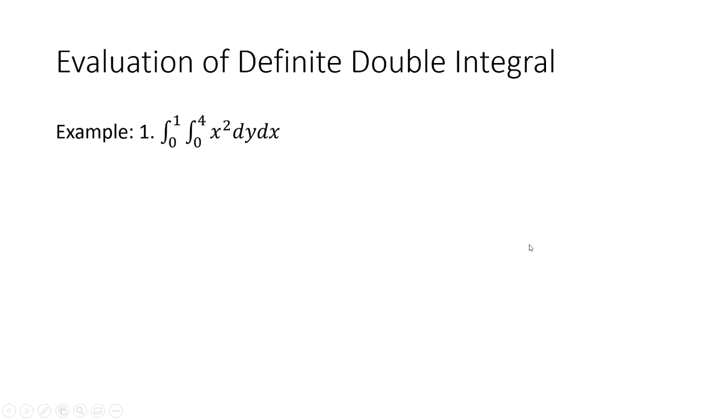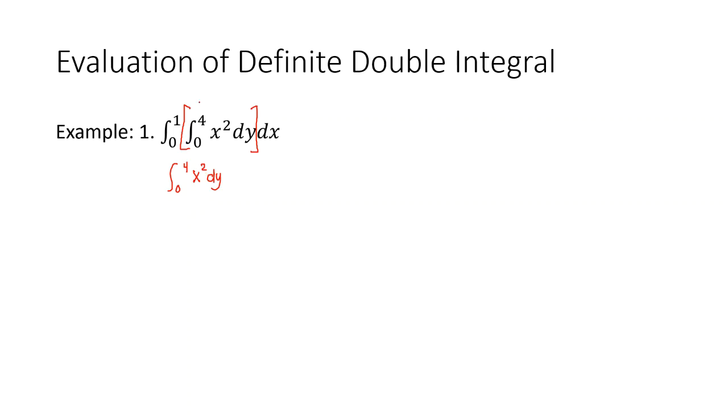So for example, we have here evaluation of a definite double integral. As you can see, we have two integrals here with two limits as well. We have from 0 to 1 and 0 to 4, x squared dy dx. The first thing that we need to do in integrating this is to integrate the inner part of our integrand first. So we can rewrite that as the integral from 0 to 4 of x squared dy.